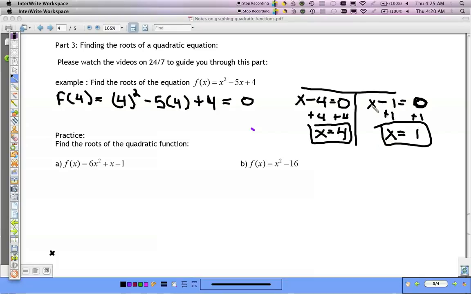After you're done with that, I want you to try these two practice problems. The solutions are up on Blackboard, and you let me know if you need any help at all.